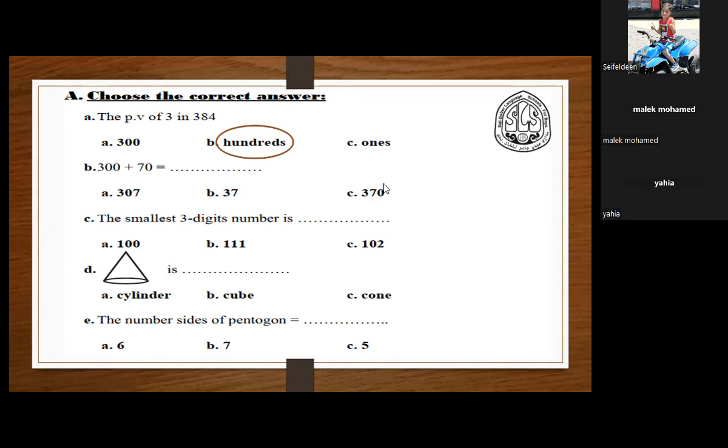Mazen? Yes. Okay, Mazen. 300 plus 70 will be? Which one, A or B or C? C. Will be C, excellent, amazing. 300 plus 70 will be 370. Excellent.